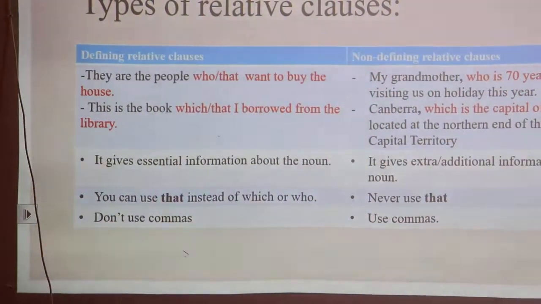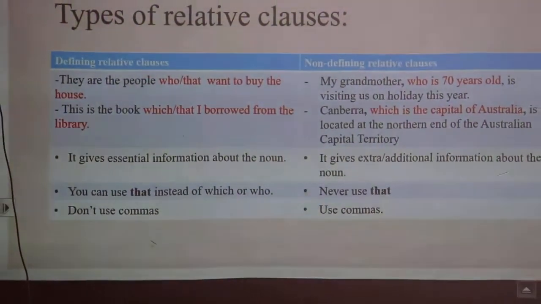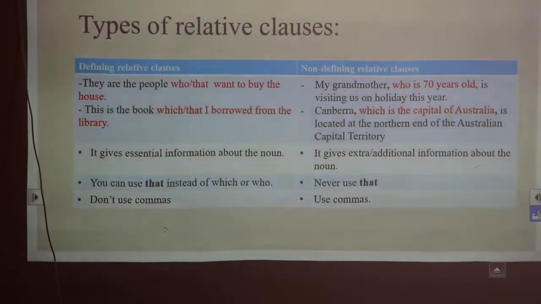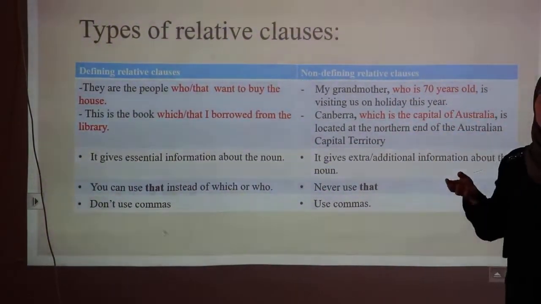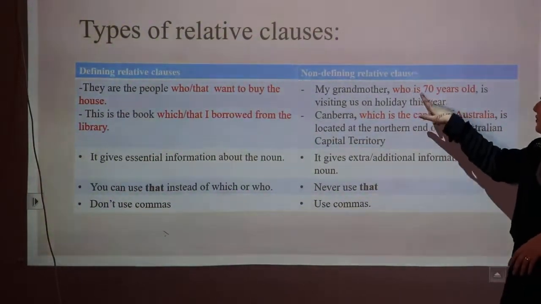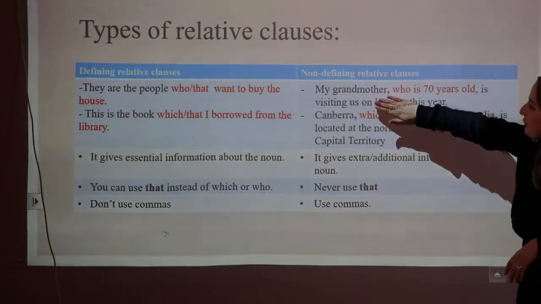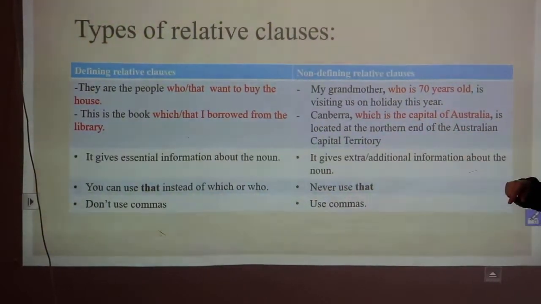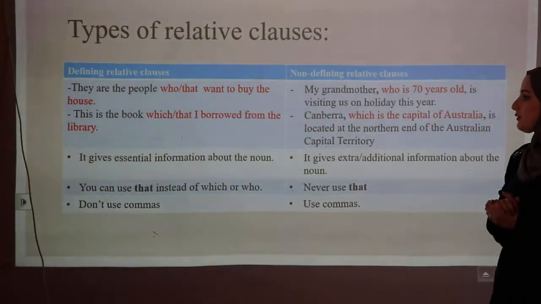The non-defining relative clauses. Look at the first example. My grandmother, who is 70 years old, is visiting us on holiday this year. The relative clause here is giving an extra piece of information. It's not essential. It's extra, it's additional. So she's 70 years old. If we just skip this piece of information, we have a full sentence: my grandmother is visiting us on holiday this year. So this is extra, so this is a non-defining relative clause.